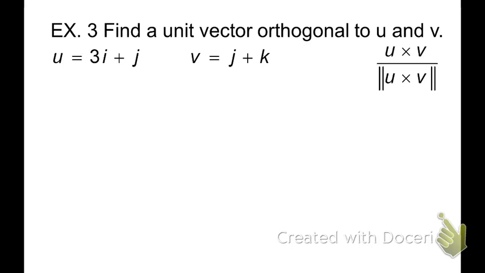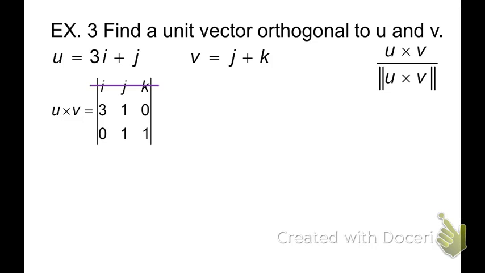Okay, number 3, we are going to do the cross product of u and v, but we were supposed to find a unit vector that is orthogonal to u and v. So after we've done the cross product, we're going to plug them into this formula for a unit vector. So remember, these are written as a linear combination, so vector u is actually 3, 1, 0, and vector v is 0, 1, 1.